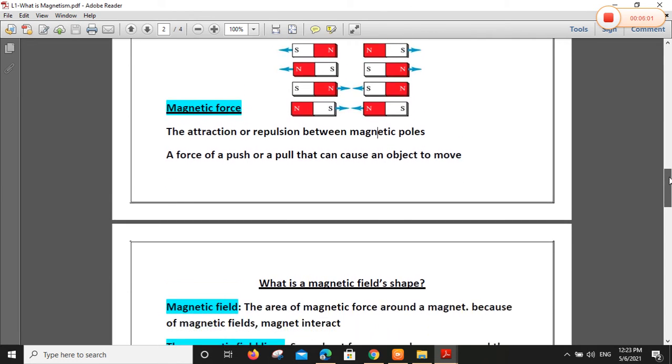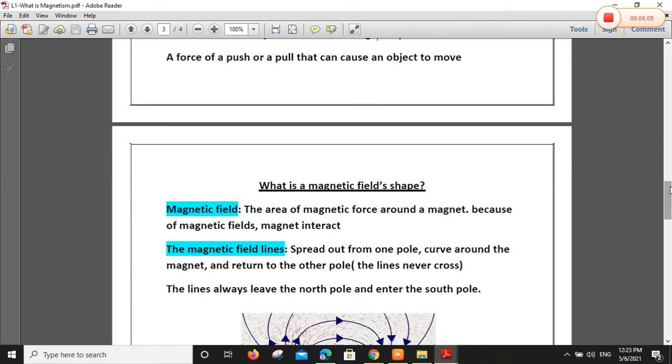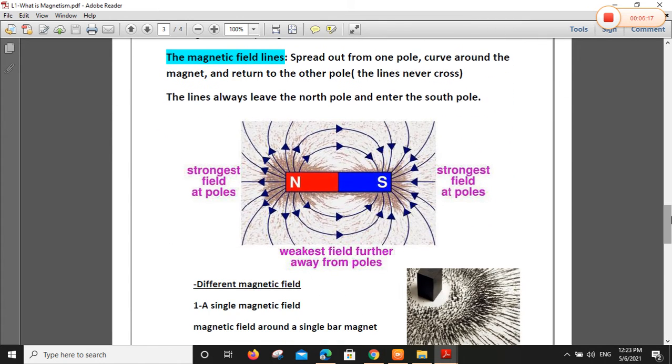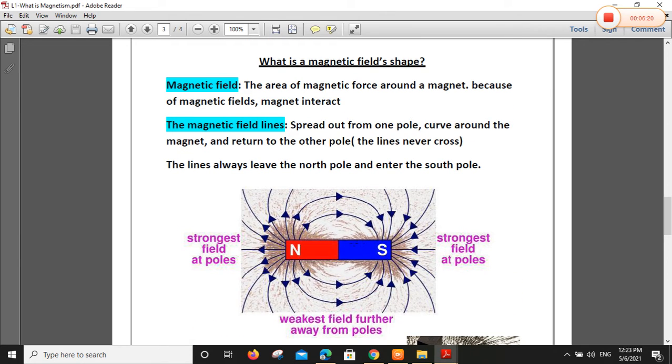What is a magnetic field? The magnetic field is the area around the magnet, the area of magnetic force around the magnet. Imagine the area around the magnet, look at the north and south poles of the magnet. If you scatter some iron filings, they make a shape like this around the magnet. Look, this is the magnetic field.